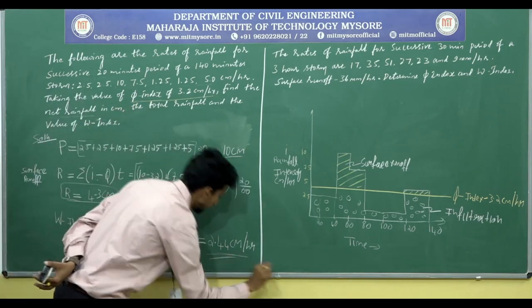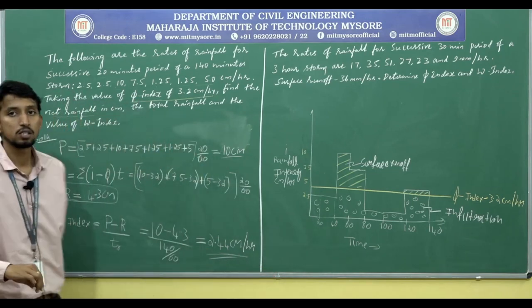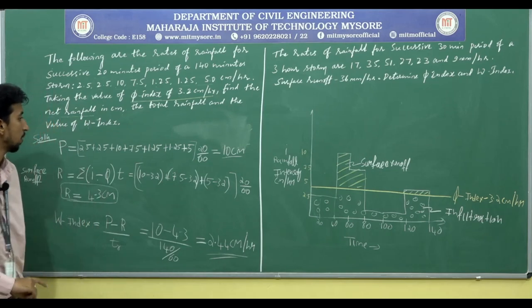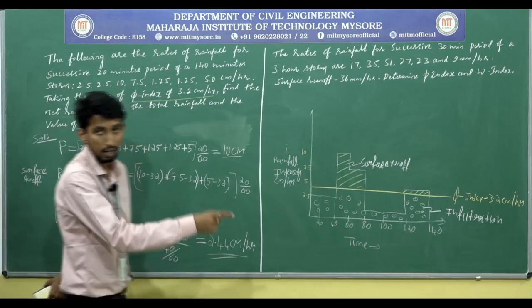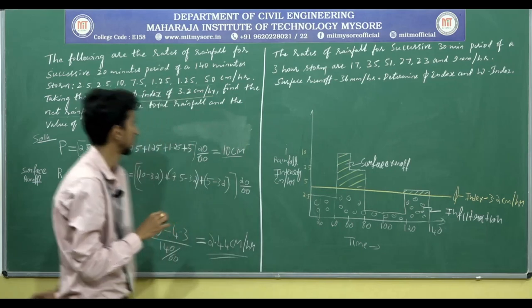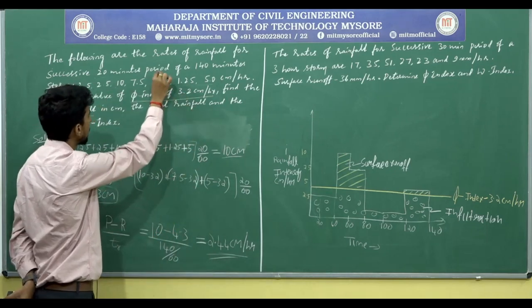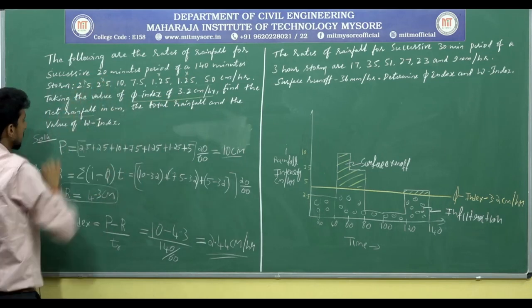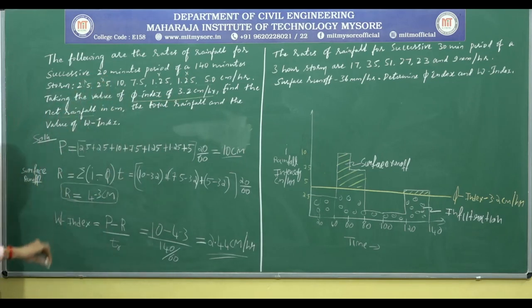It is a simple problem. This type of problem is going to be asked in exams. This is the first problem. For finding out the runoff, the rainfall intensity above the phi index value should be considered. Only above 3.2 is considered. So 1.25 is neglected, 1.25 is neglected, 2.5 and 2.5 are neglected while finding out the runoff. If you understand this concept, the problem is easy.